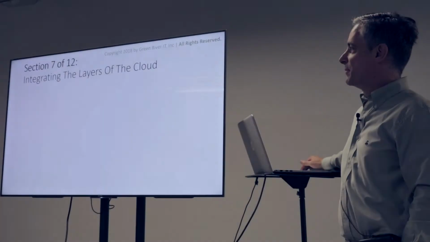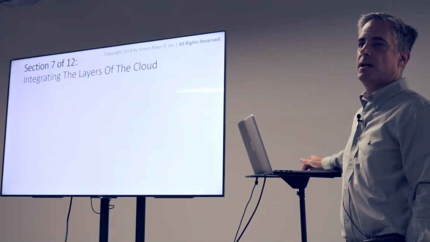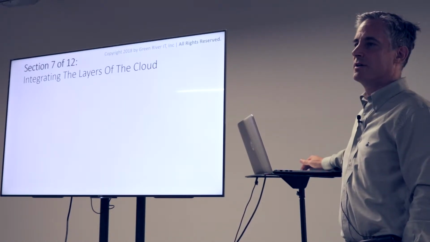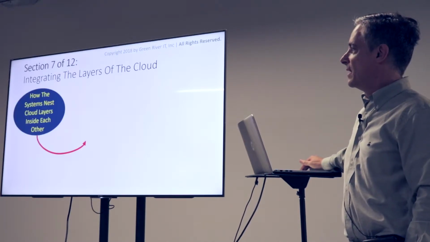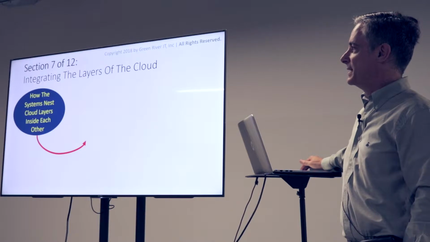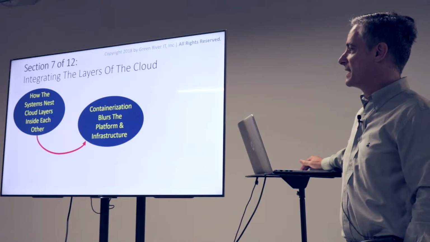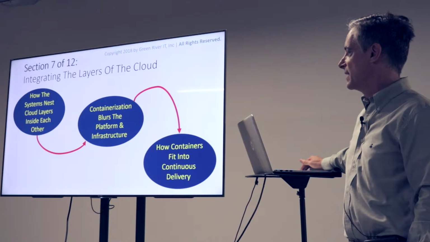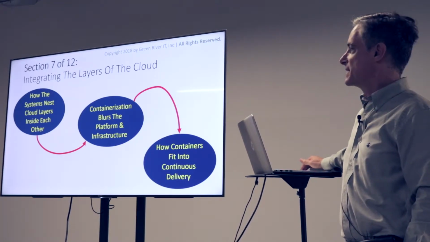So, some people look at the layers of the cloud as building up on top of each other. You know, where we've got our infrastructure, we've got our platform, we've got our software, and they build up. I like to think that they're nested within each other. So I will show you in this section how the systems are nested inside each other, the different layers of the cloud. And we'll show how containerization is actually blurring the distinction between some of these traditional layers. And we'll show how containers then can fit into a continuous delivery system.